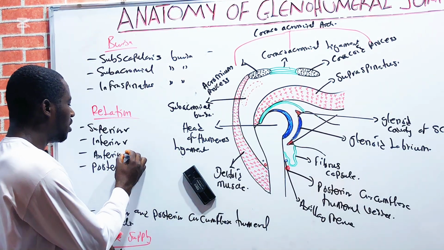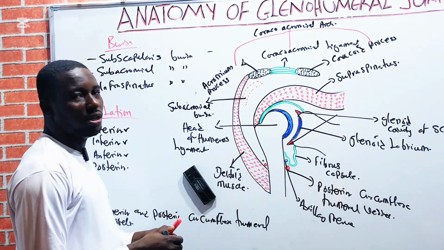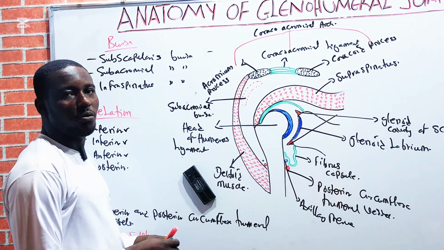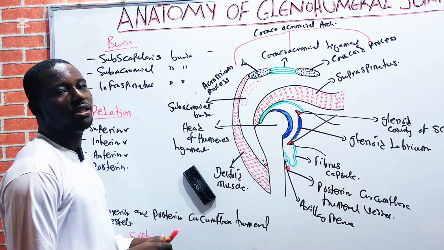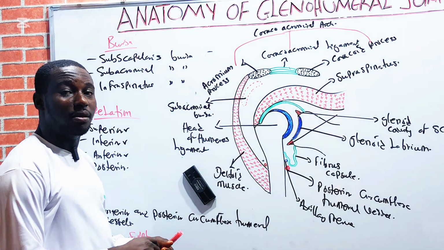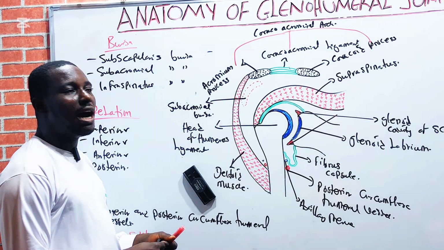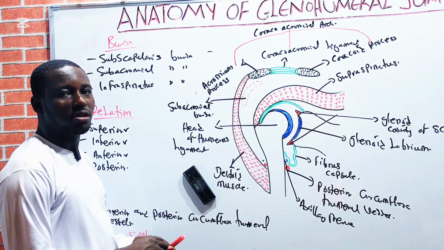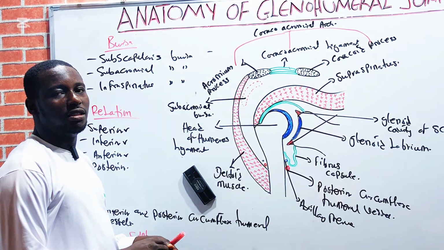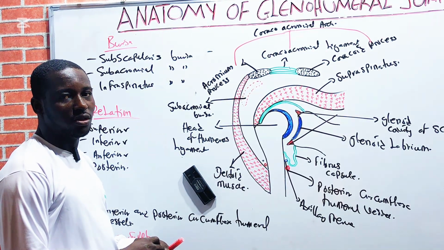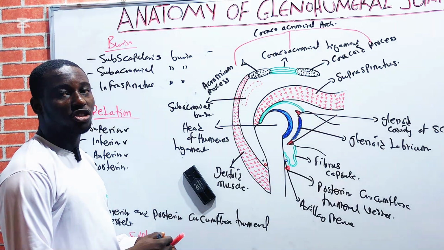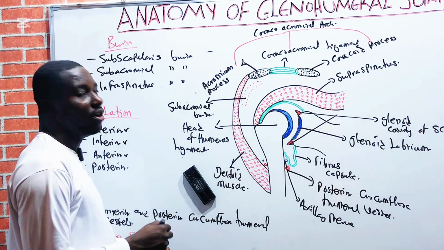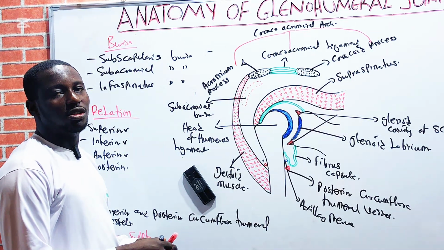So the anterior relation is formed by, number one, the coracobrachialis, the short head of the biceps. We have the subscapularis bursa and the subscapularis muscle. So those are the structures that form the anterior relation of the shoulder joint.